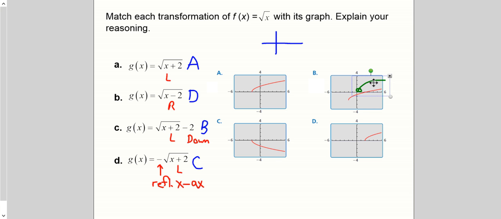So 2 units left and 2 units down. Looks kind of like that. All right, so that's how it applies. The transformation rules apply to radicals.